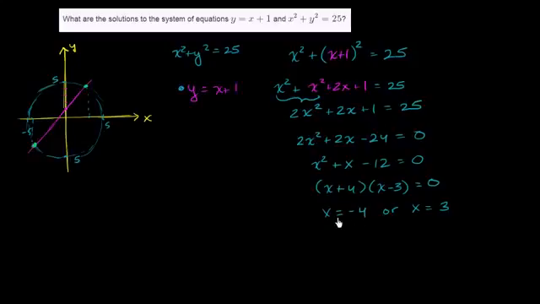So in this situation, when x is negative 4, y is going to be that plus 1. So y is going to be negative 3. This is the point negative 4 comma negative 3. Likewise, when x is 3, y is going to be equal to 4. So this is the point 3 comma 4. These are the two solutions to this nonlinear system of equations.